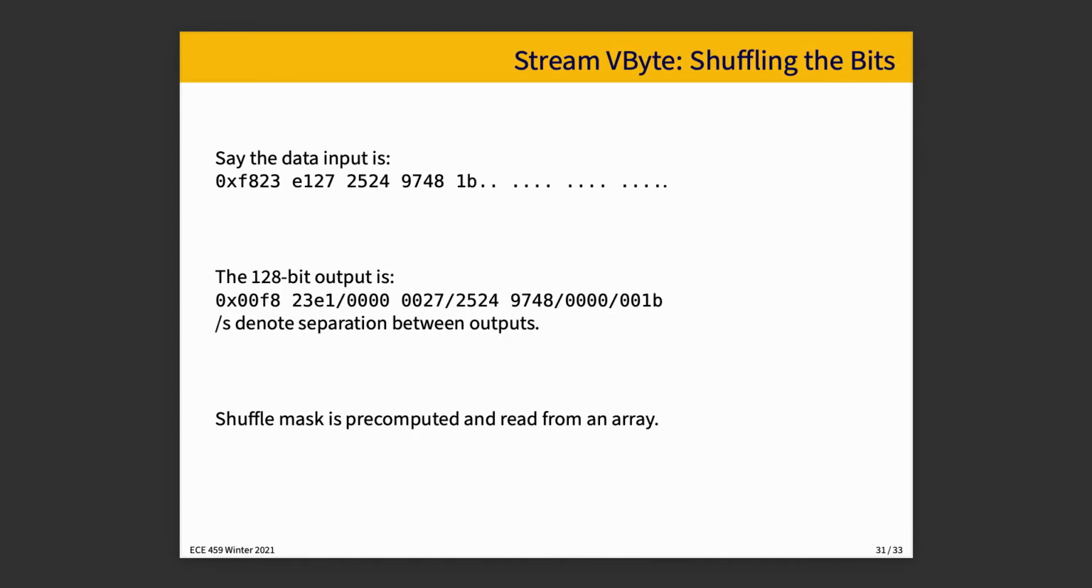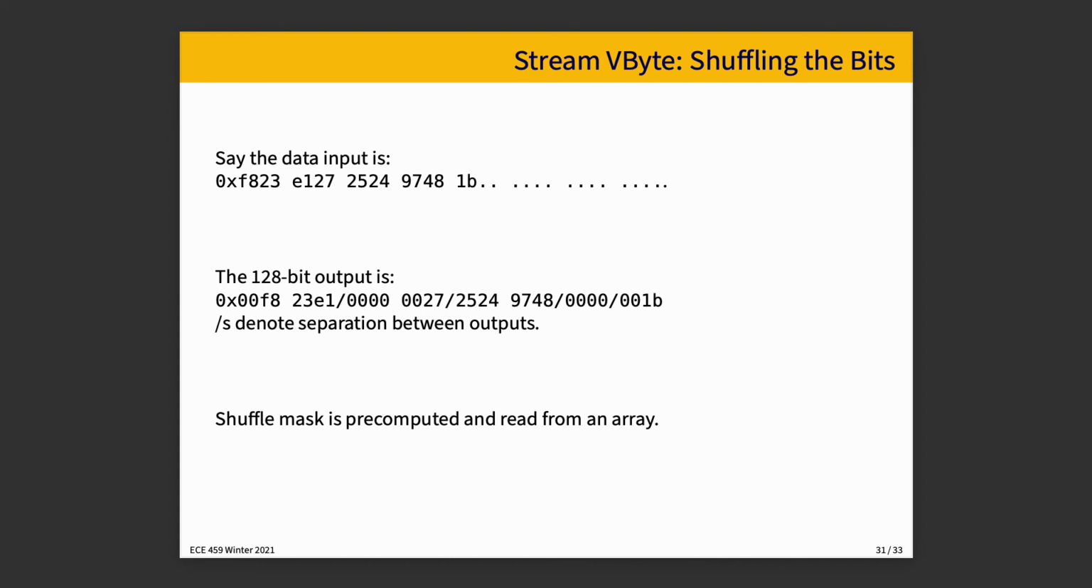So if our data input is this, well, some hex F8, 23, E1, 27, and so on, and the 128-bit output is as is shown on the slide, where the slashes denote separation between outputs, we are pretty clear and obvious on where the separations happen, because our control stream told us where to put the dividing lines and how much padding to add.